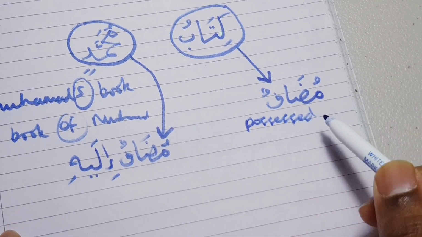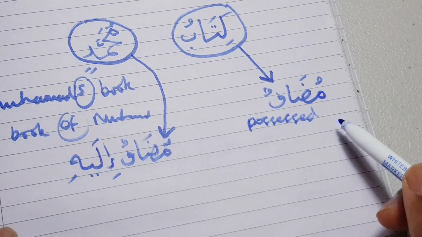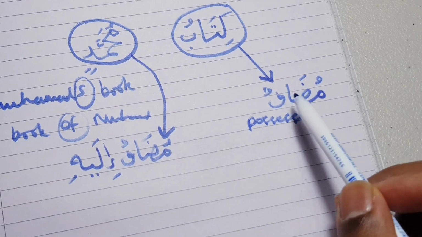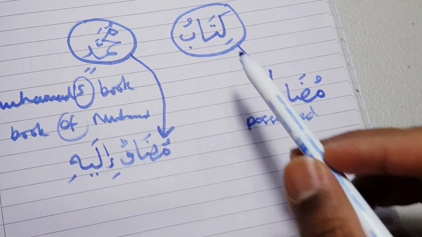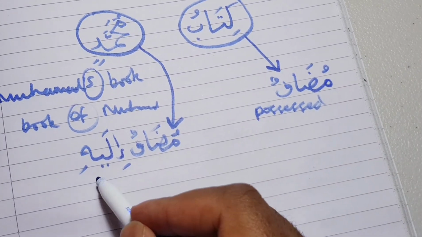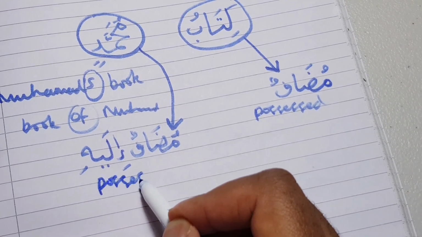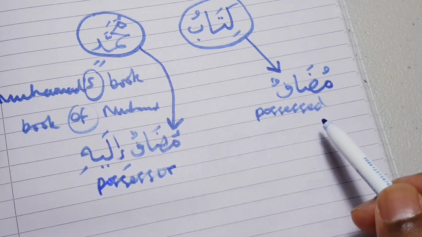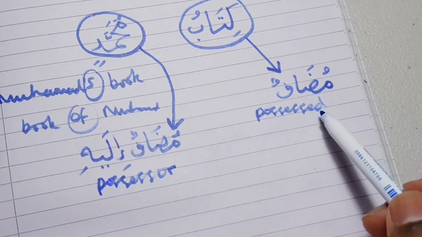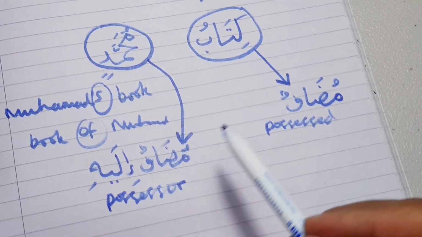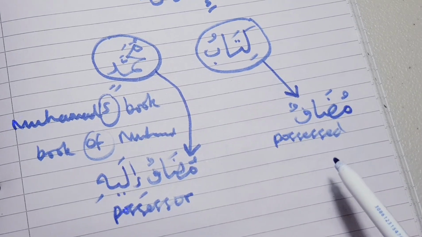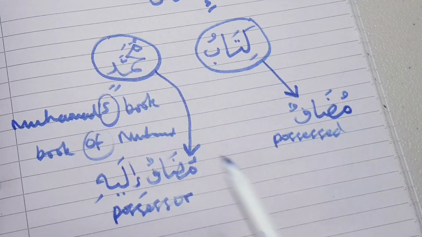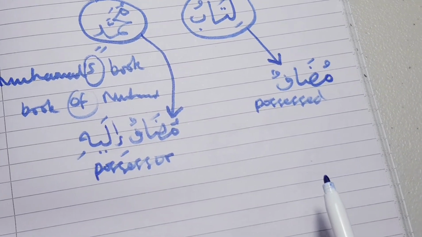If it's showing possession, we said that idafa doesn't always come for possession, but if it's coming for possession, then the thing that's been possessed would come first, and then the possessor, the one who owns it, who it belongs to. Okay, mudaf ilayhi. Possessed, possessor. So kitab is the thing that's possessed. Who possesses it? Who owns it? Muhammad. So he's the possessor. This is the first thing that we need to bear in mind.